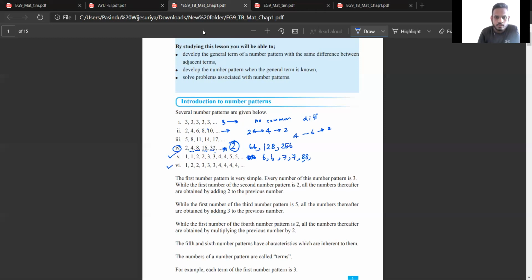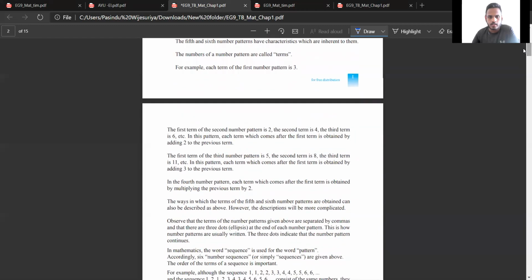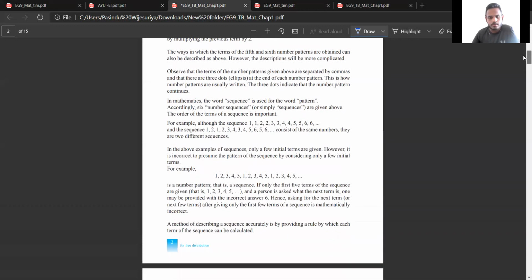This is where you need to focus a lot. There's one 1, there are two 2s, there are three 3s, there are four 4s. The next one is five 5s. Next is six 6s. So this is what they have explained up to here. Going down, that is what they have given as examples, and they've been teaching how the pattern continues.